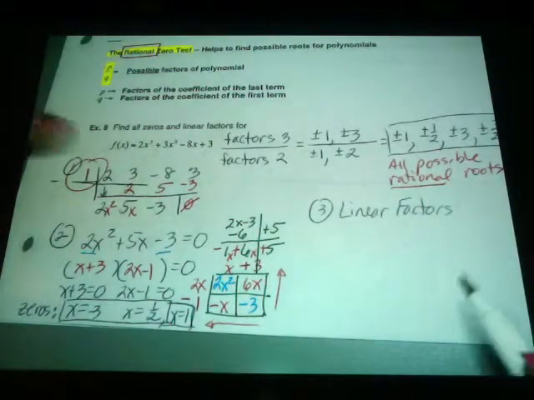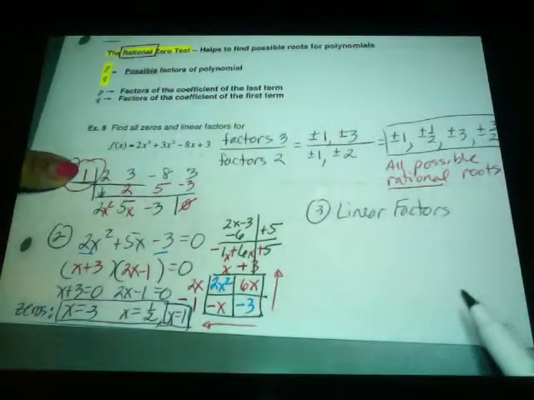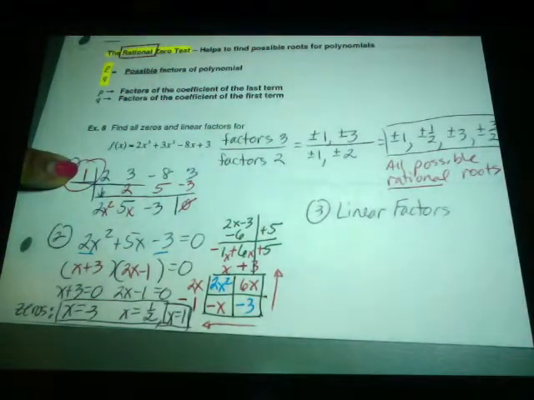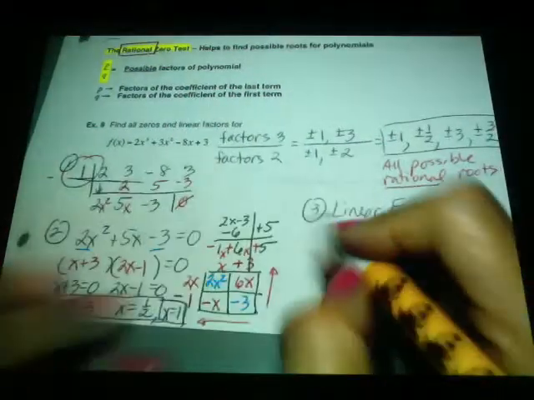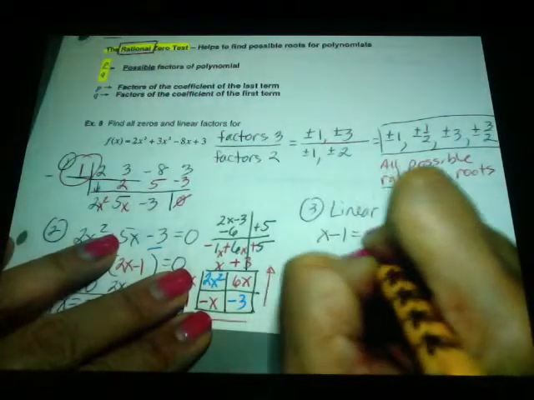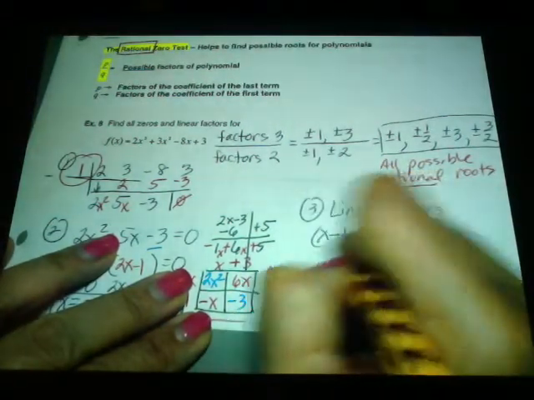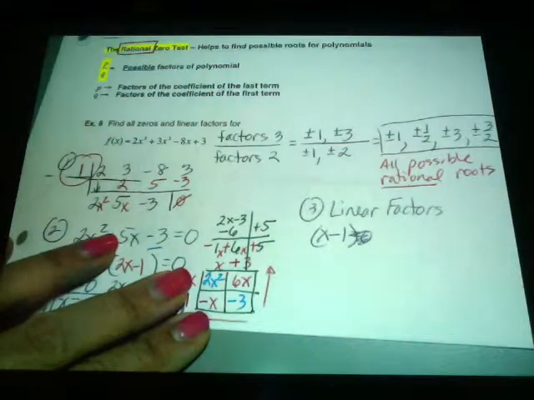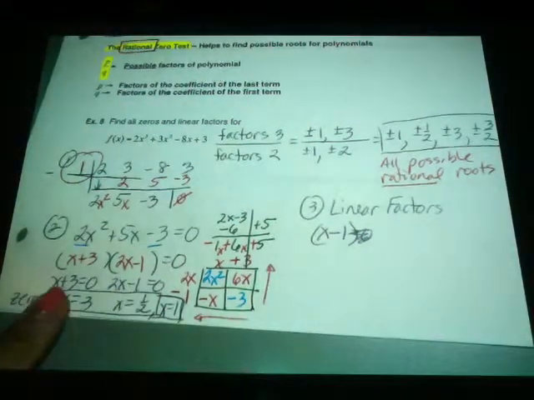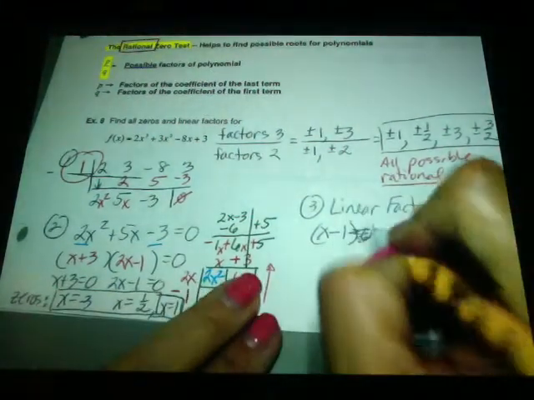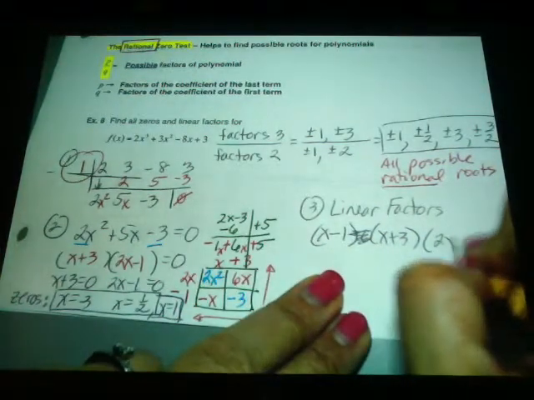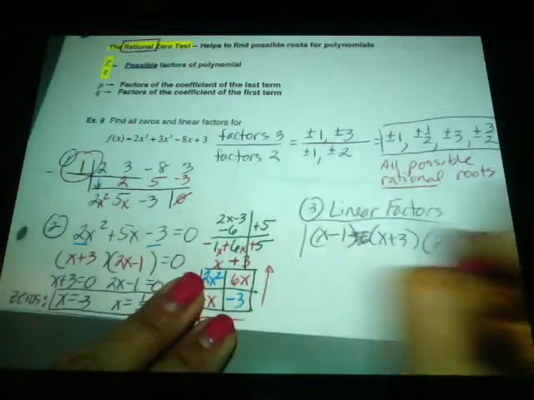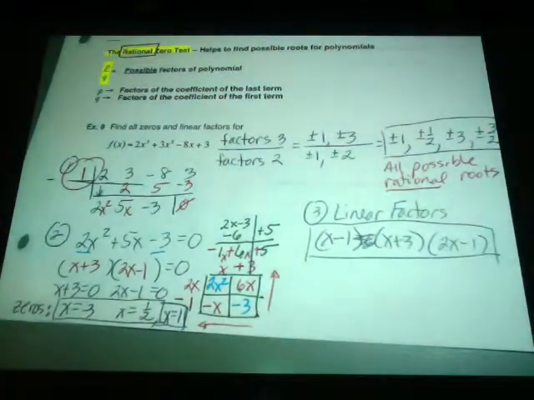So our linear factors for this one would be what? If you set that equal to x equals 1, how do you make it into something equals 0? Subtract the 1. So don't you get x minus 1 equals 0? Oh, I really don't want the 0. So one of our linear factors is x minus 1. And then this one, before we solved for it, it was x plus 3. And then this one was 2x minus 1. So essentially we've just factored the whole thing. So these are our linear factors.